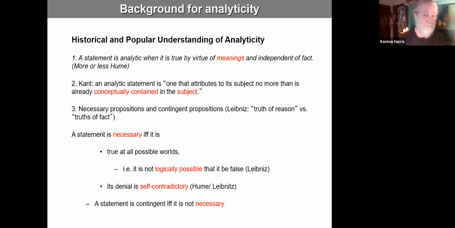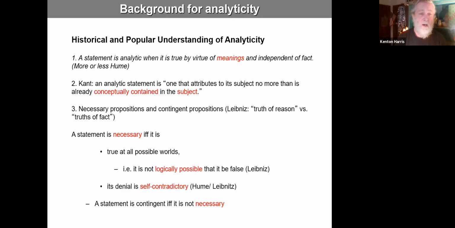more or less what Hume had said. Kant had said an analytic statement is one, quote, that attributes to its subject no more than is already conceptually contained in the subject. So for instance, when I say that all bachelors are unmarried, contained within the subject is the concept of unmarried, so the predicate is merely a restatement of something that's already contained in the subject.